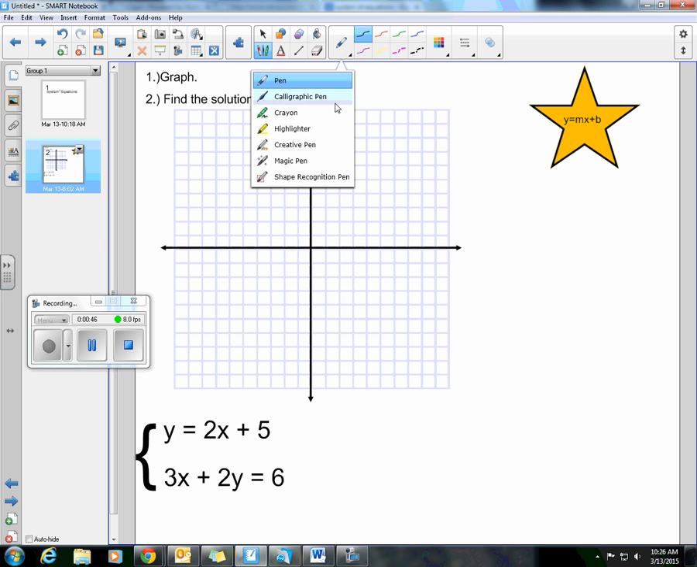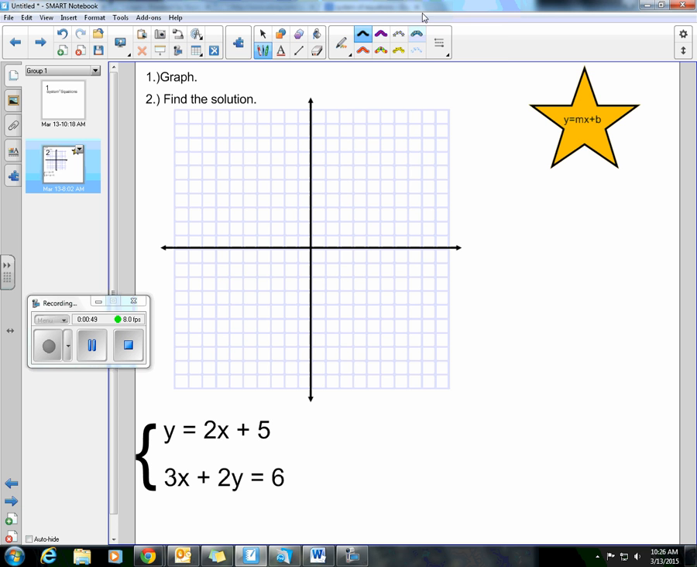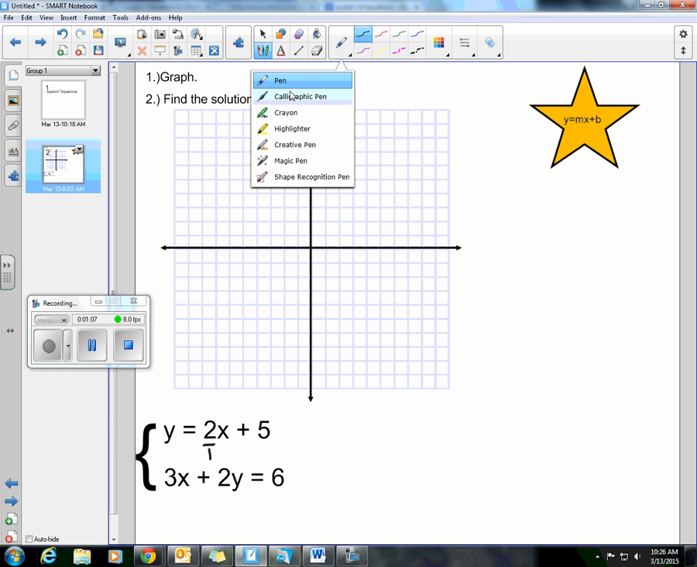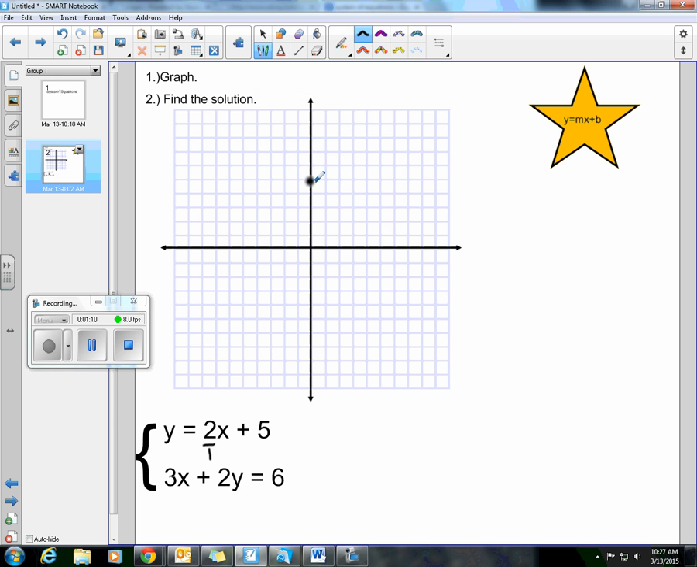I'm going to find a pen here that's a little bit fatter. Let's use this one. Okay, this says that the b, or the y-intercept, is 5, so we're going to go up 5, 1, 2, 3, 4, 5, and plot a point. Then we're going to follow our slope. We know that the slope really is 2 over 1. So that means we go up 2 over 1, up 2 over 1. I can't go up anymore, so I'm just going to continue this pattern. It's really down 2, back 1, down 2, back 1, down 2, back 1.